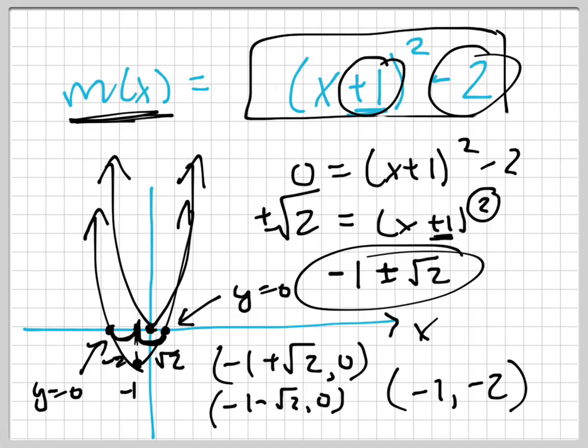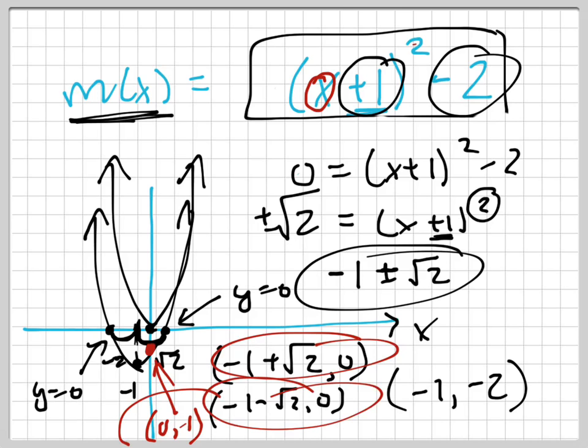And your y-intercept, that's easy. I'll do this in red. You just plug 0 in for x and simplify. 0 plus 1 is 1, 1 squared is 1, 1 minus 2 is negative 1. There's your y-intercept: 0, negative 1. So there are your 3 intercepts, right? But again, you don't necessarily have to do that quite yet.